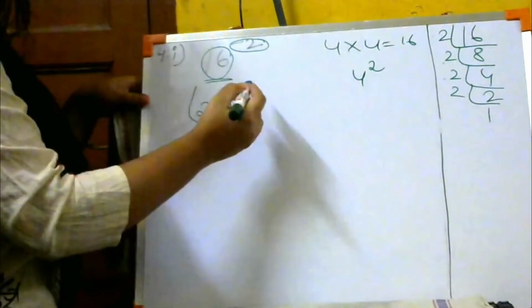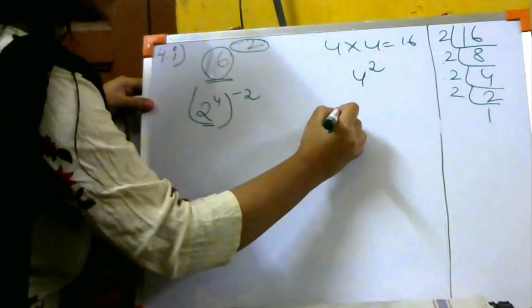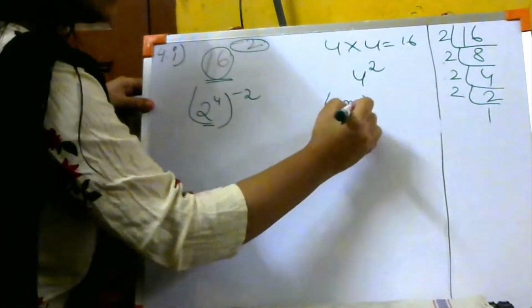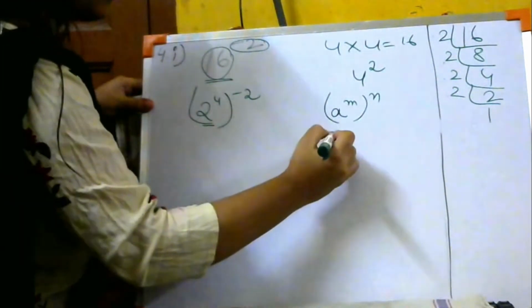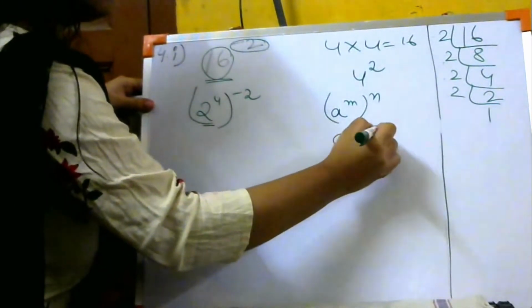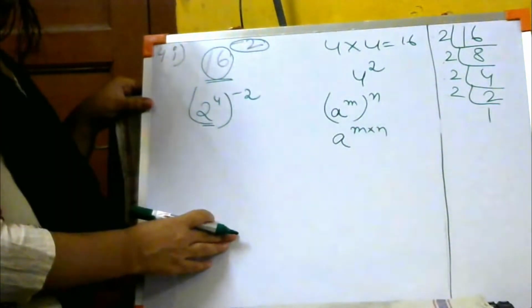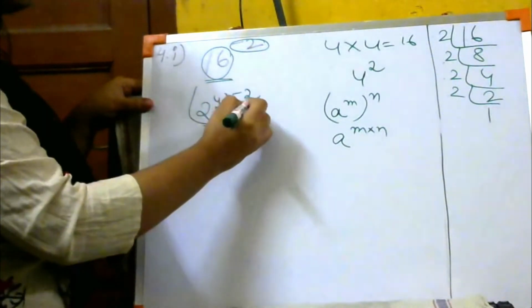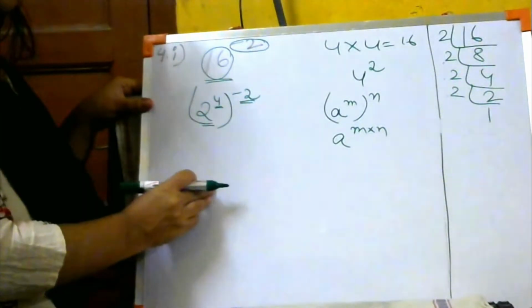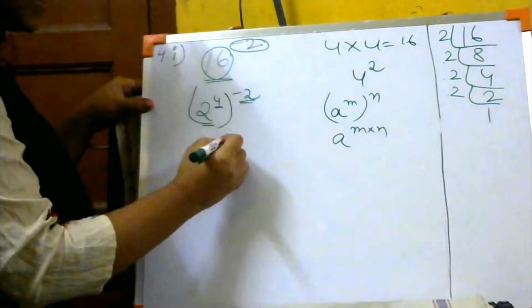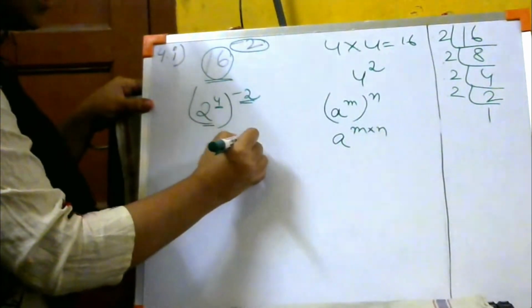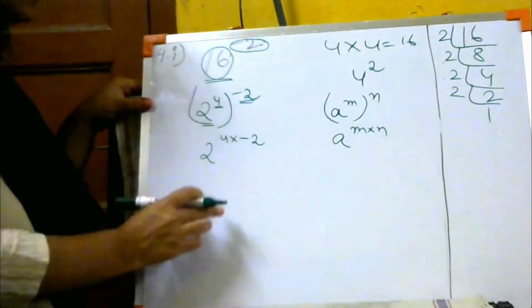Clear? Now let us open the bracket. I hope you people remember this formula. A to the power m, बाहर पे n है. So what did we do? A to the power m into n. We were opening the bracket and we were multiplying the powers. Over here also see m, n. So we are going to open the bracket. So when we open the bracket, तो bracket के बाहर क्या रहेगा? 4 into minus 2. ठीक है? Keep the minus.